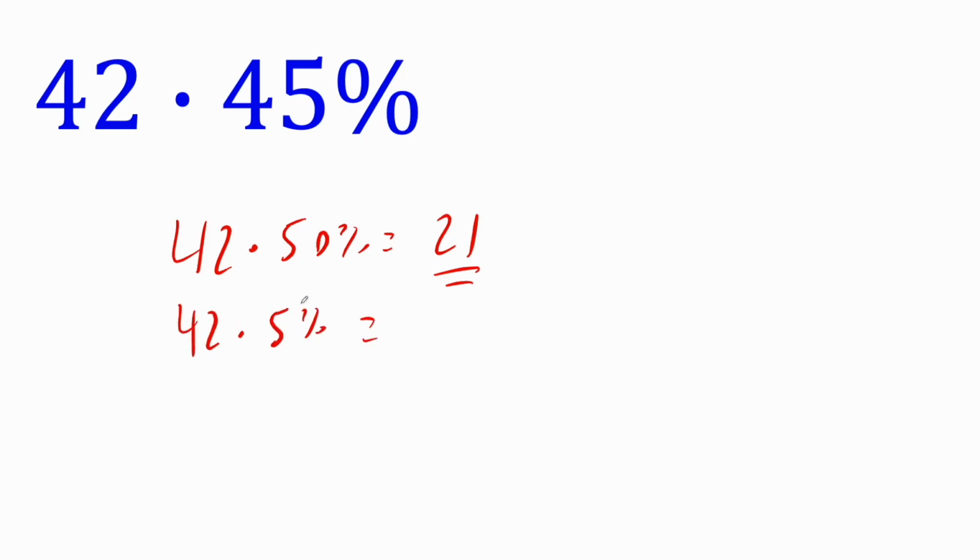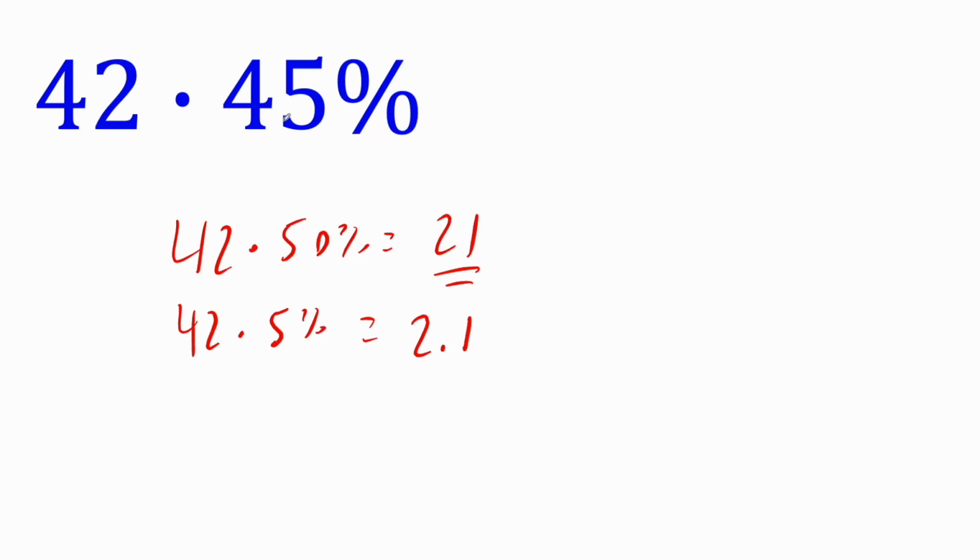And now for the last one. And for this one, I'm going to do it a little bit differently. Instead, I'm going to multiply by 50% because 45% is very close. And so half of 42 is going to give us 21. Now we want to get 45%. So we also need to know what is 5%. And 5% is 10 times smaller than 50%. So 5% is going to be 2.1.